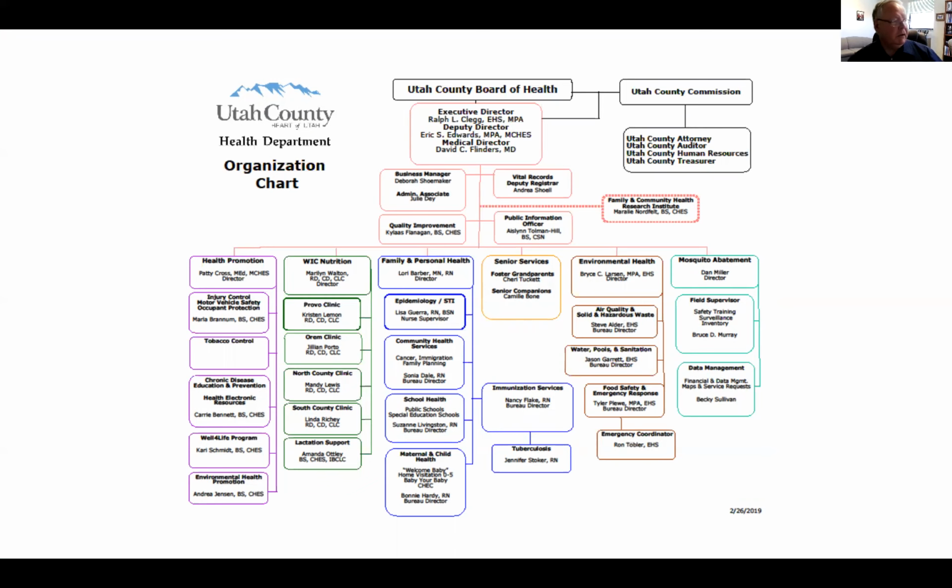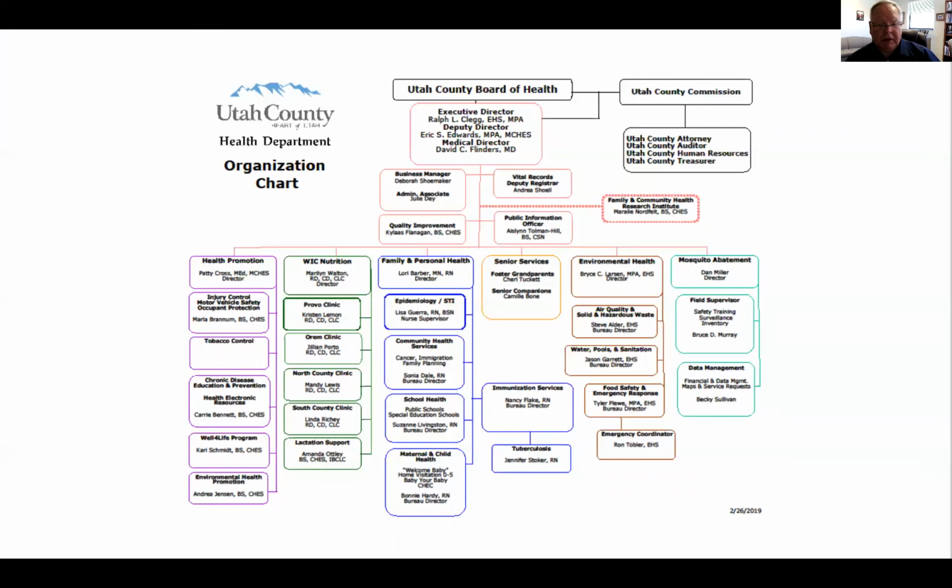As you can see here, this is the structure of the county government. It has the commissioners, and then under that is the Utah County Board of Health, and the executive director for that is Ralph Flake. He is the boss of the county. Then we have a deputy director, Eric Edwards, and a medical director, Dr. David Flinders.